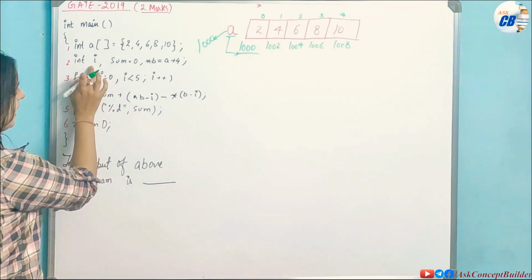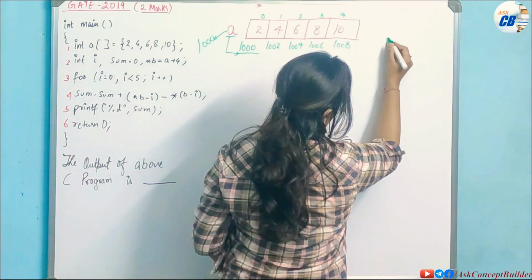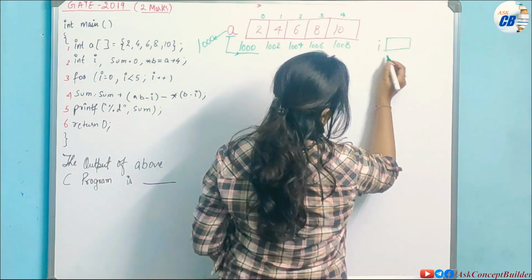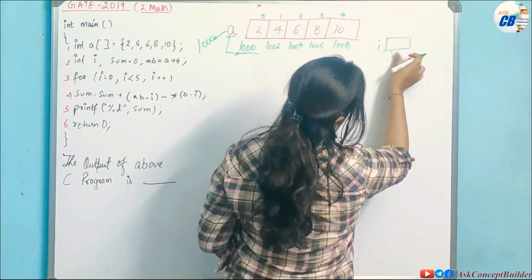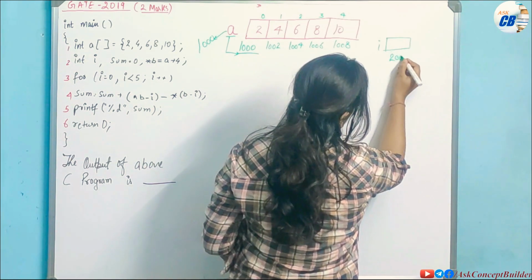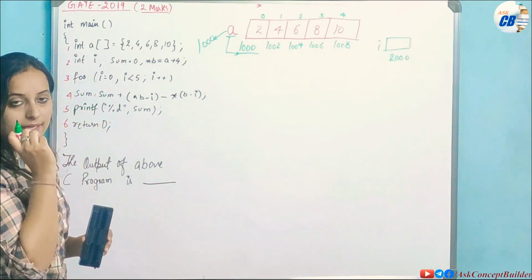Okay, the second is your int i, which means your i variable is initialized, that is, it is assigned memory. Okay, i is assigned the memory. Let us suppose at any address, say 2000. But the value is not assigned till now, so it will get the garbage value.